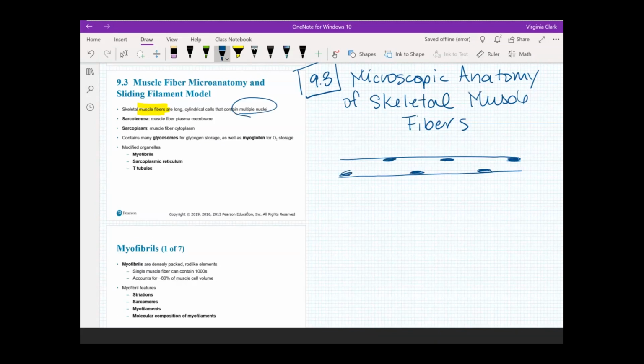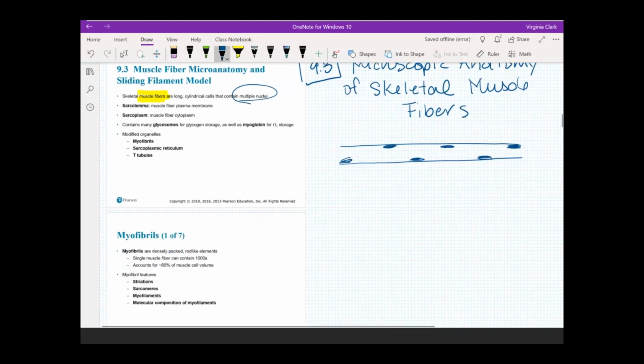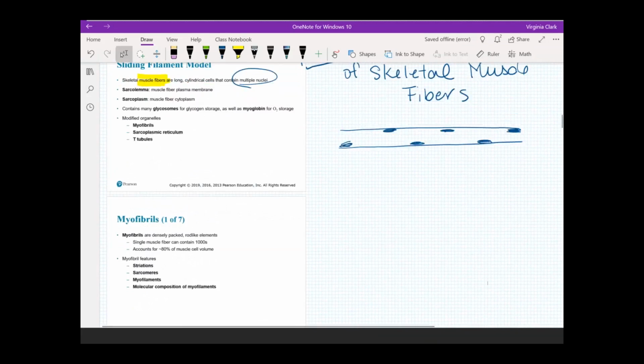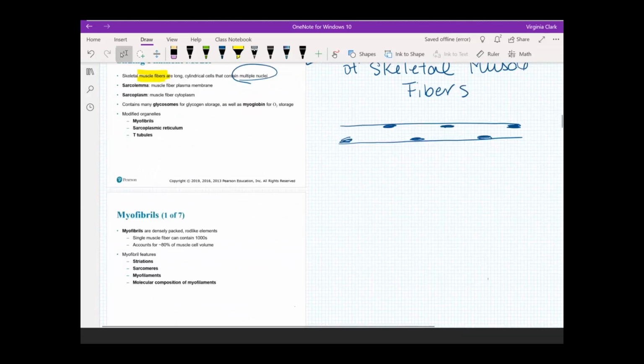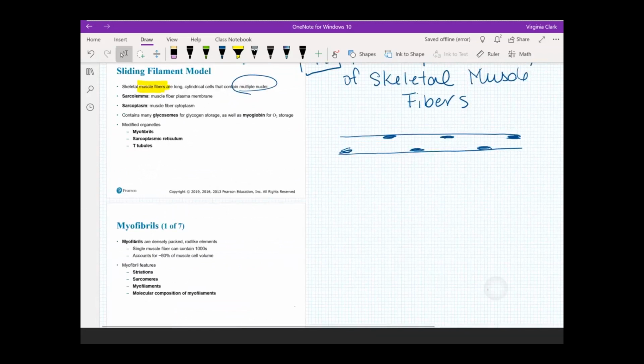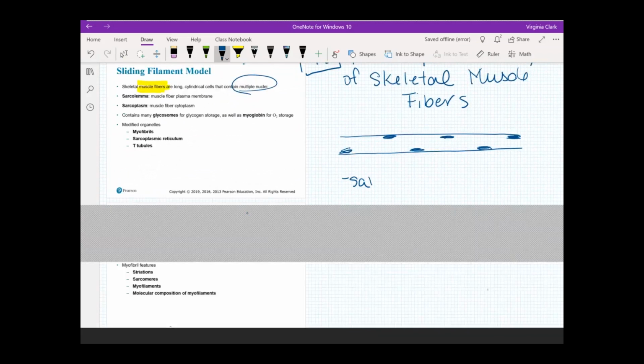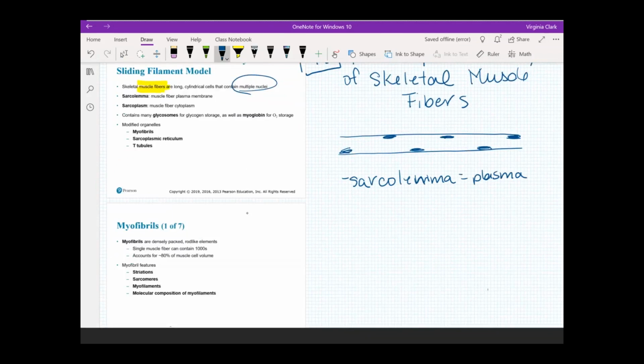There's a couple new terms. Remember we said anything sarc meant skeletal muscle or meant muscle. So from now on, in this particular chapter, whenever we talk about sarcolemma, sarcolemma is going to be the plasma membrane. So it's not the phospholipid bilayer, it's not the plasma membrane. It is always from this chapter on, going to be called the sarcolemma.